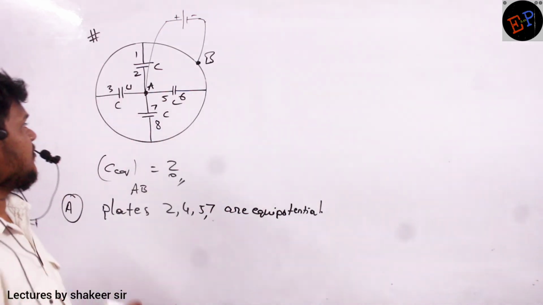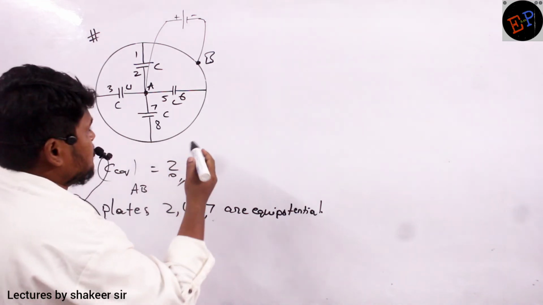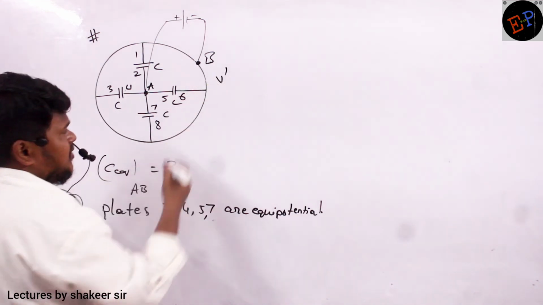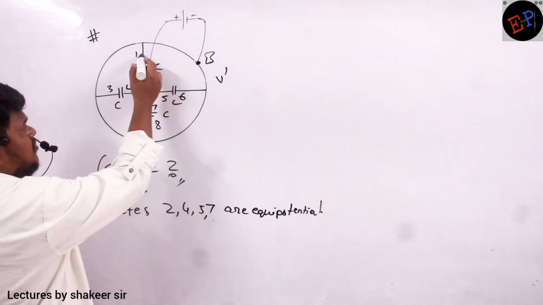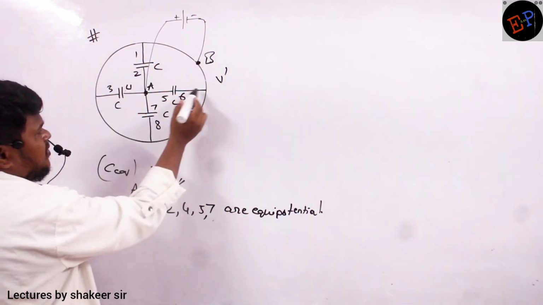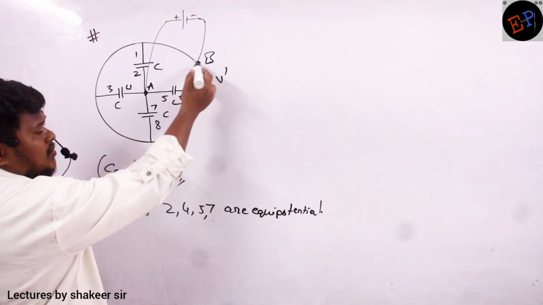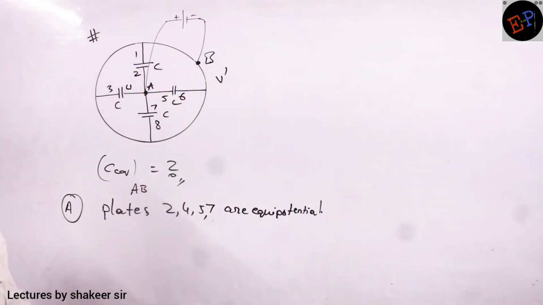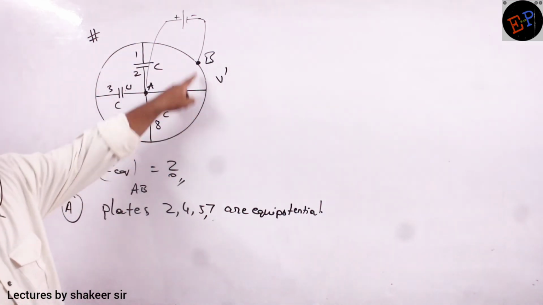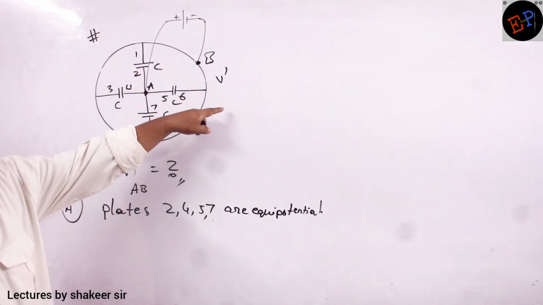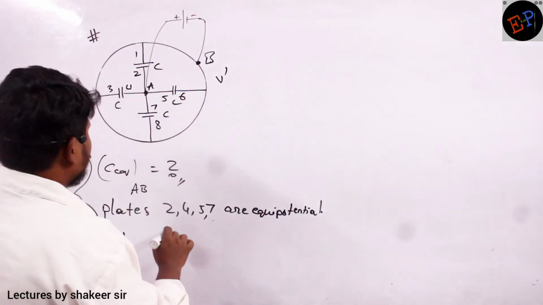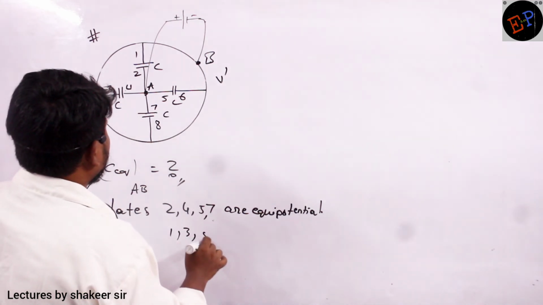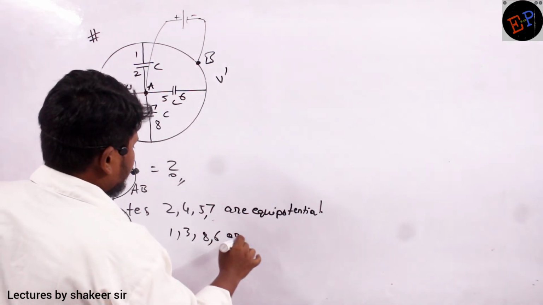Okay. Now if you see point B, at point B let the potential be V dash. Point B is connected to how many plates? Point B is connected to the first plate, third plate, eighth plate and sixth plate. All of them are connected to B only, no? Are you able to understand? Because in all this circuit, again we don't have any component. So plates 1, 3, 8, 6 are equipotential.